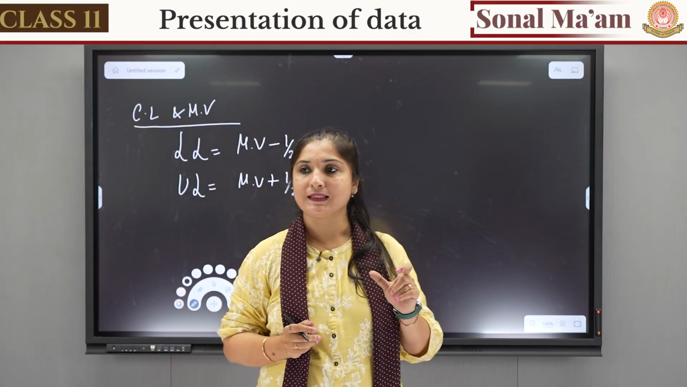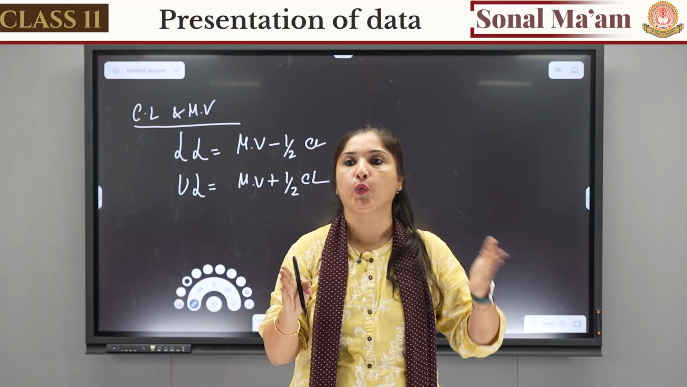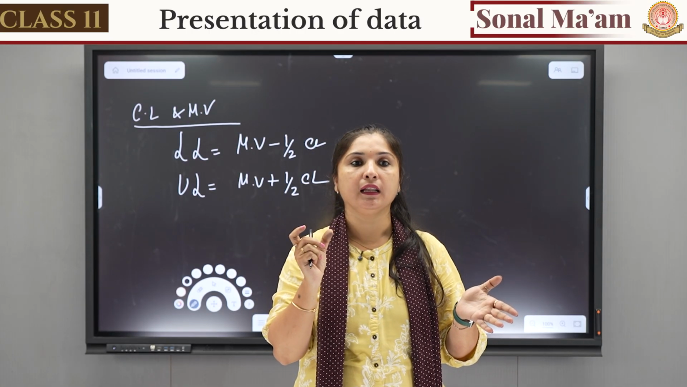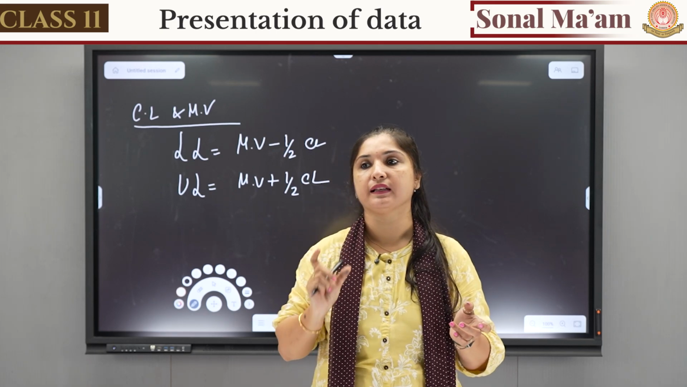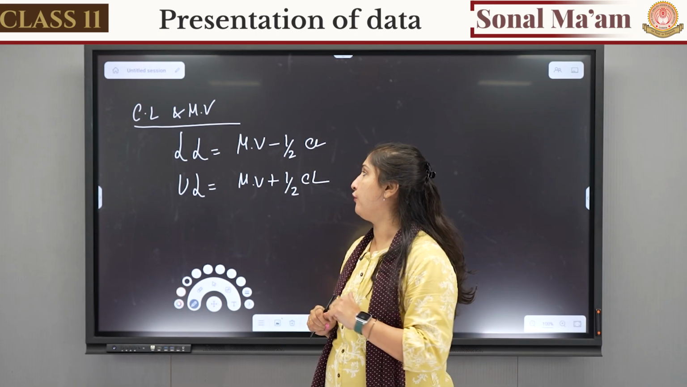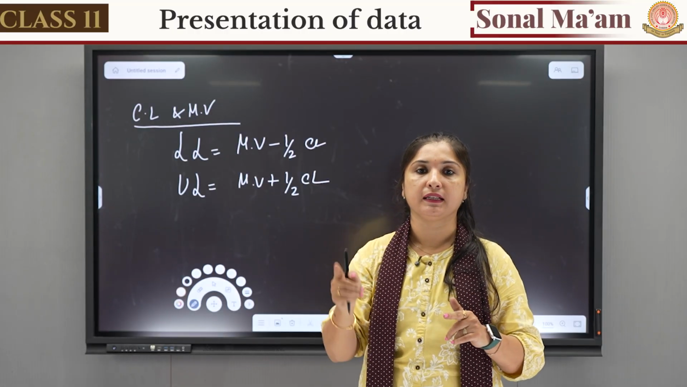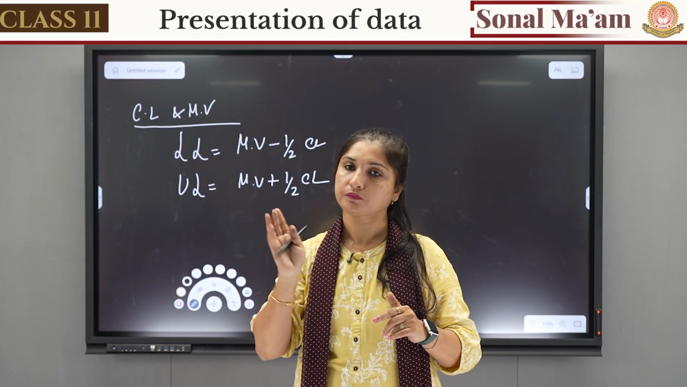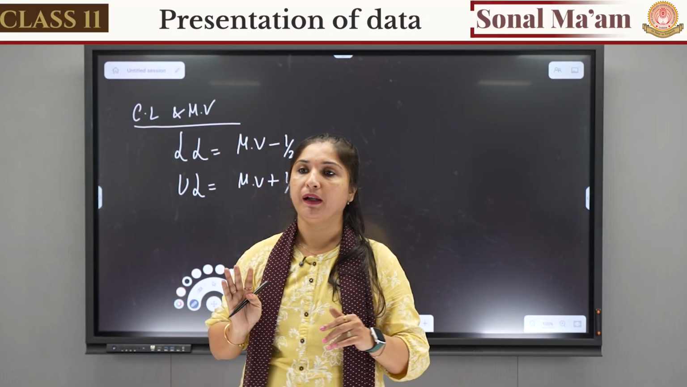Class length, what is the class length? The difference between the classes. If the class is 10 to 20, what is the class length? 10. Why? Because 20 minus 10, the gap is 10. So that is our class length. If I want to find the mid value, for 10 to 20, we have to add 10 plus 20 divided by 2. That is 15, which will be your mid value.